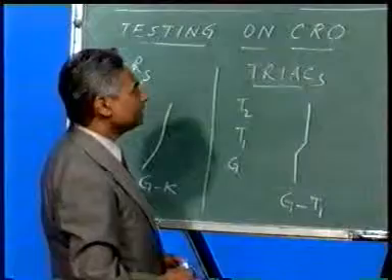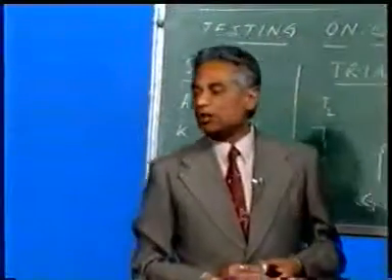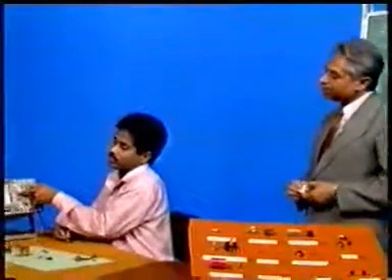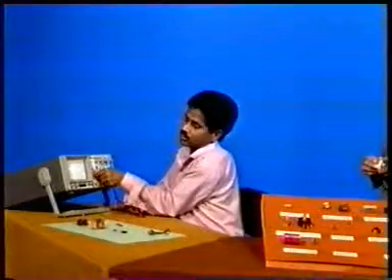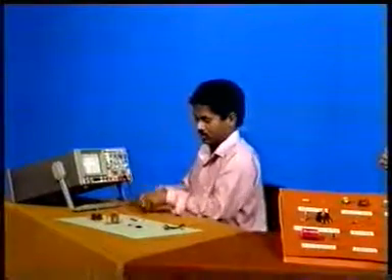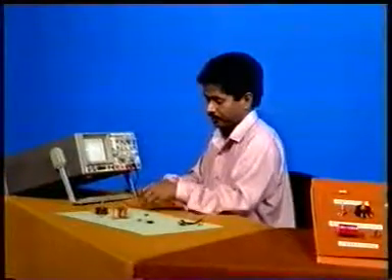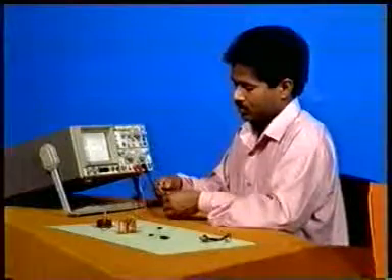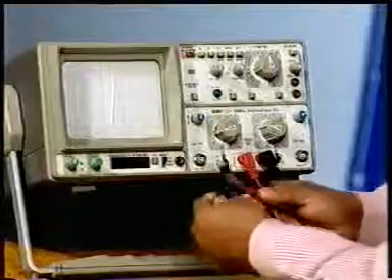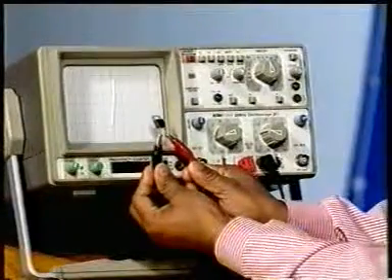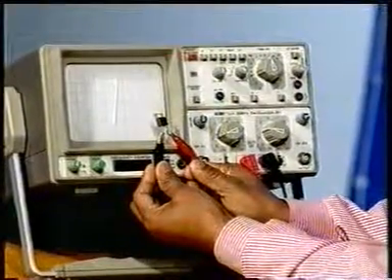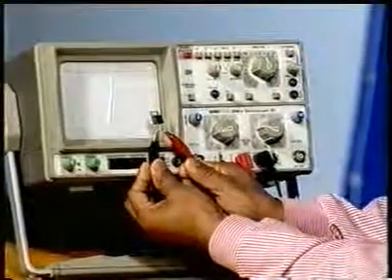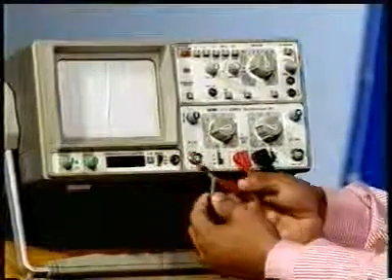Now, let us check these components again on the CRO. Yes, Mr. Singh? Yes, sir. You put it on CT mode. Yes, that is the CT mode. Balance it and then see. First you are checking an SCR. You see, he has connected between G and K, that is gate and cathode, very clear, and the curve is obtained on the CRO screen. It shows that the SCR is healthy.